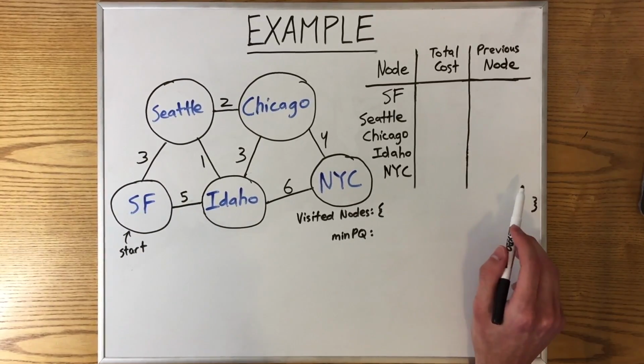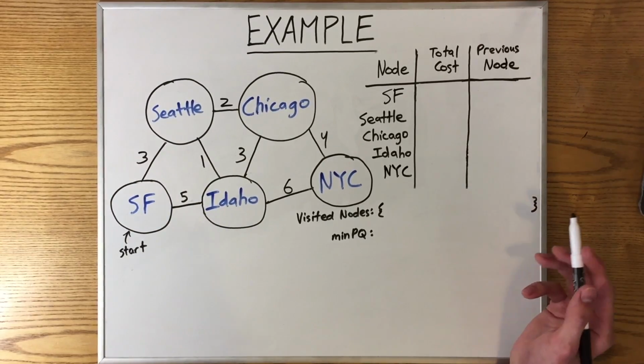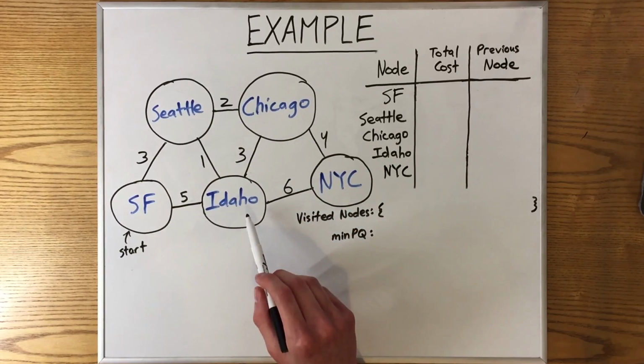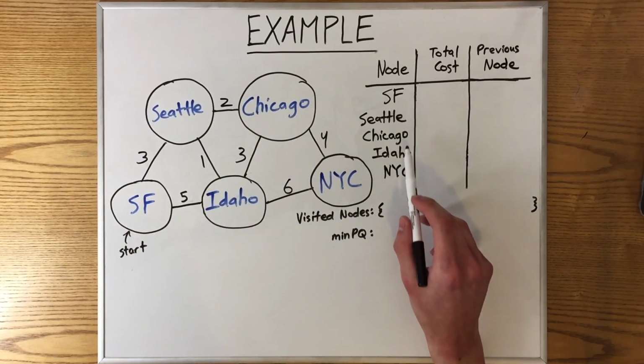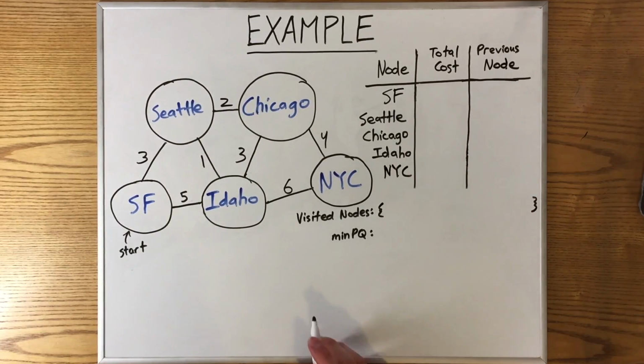Over here, the third column will be used to track the node that we have to come from in order to achieve the shortest path. So for example, if the shortest path from SF to Chicago requires that we go from Idaho to Chicago, then over here for Chicago, the previous node, we'd write down Idaho. Alright, let's just get into the example and see how it goes from there.